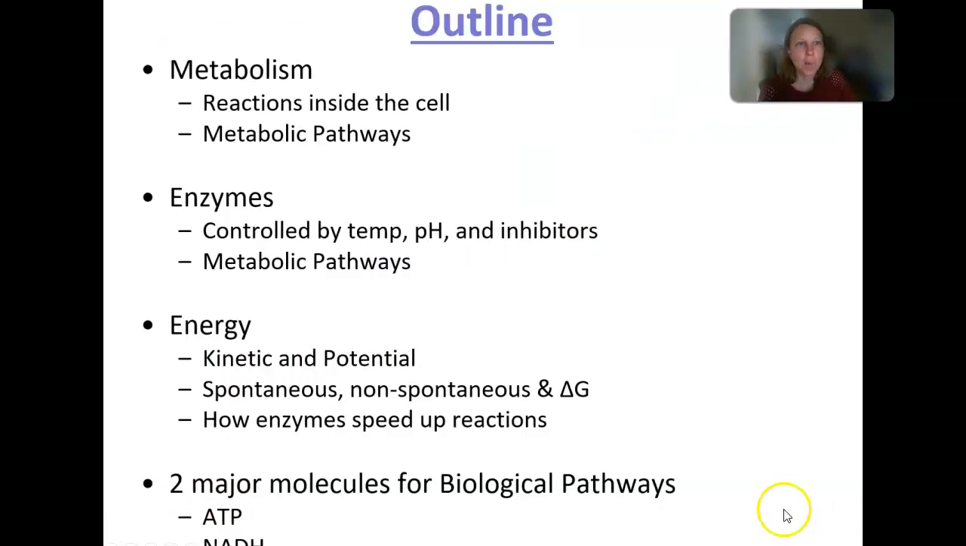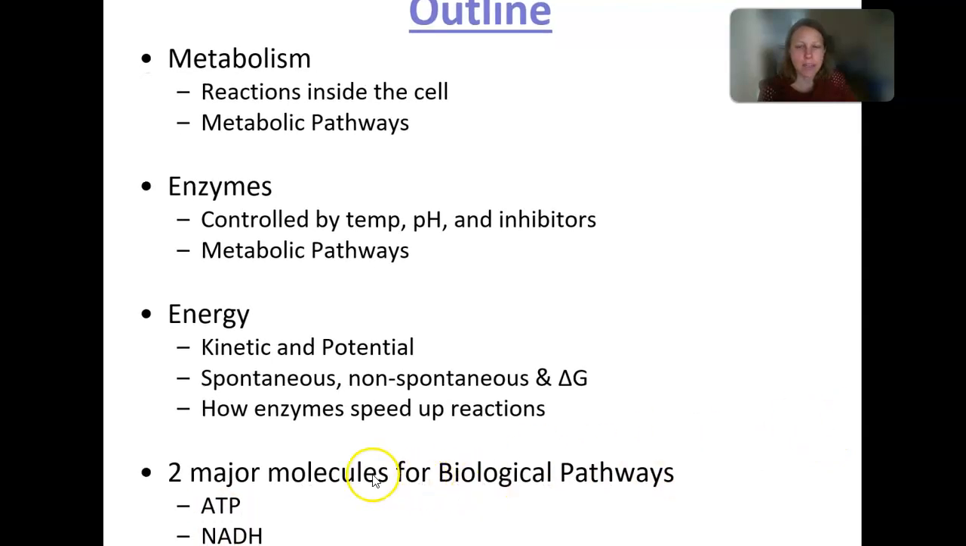All right, so I hope that that was helpful in connecting how enzymes and energy are related and how they're connected into metabolic pathways. In the next really short video, we're going to talk about two important molecules that are key for the energy of biological pathways, ATP and NADH.